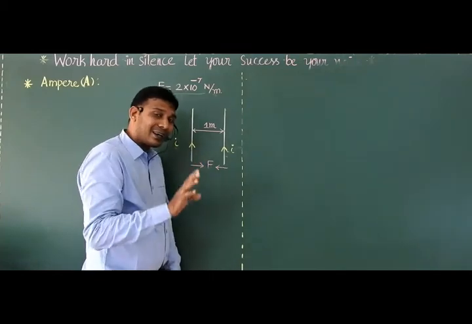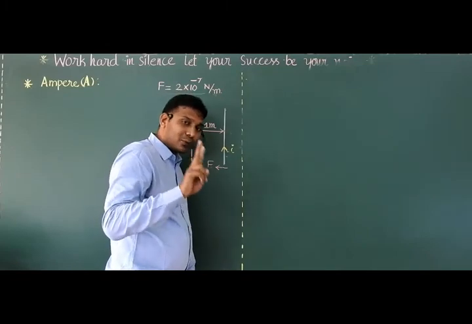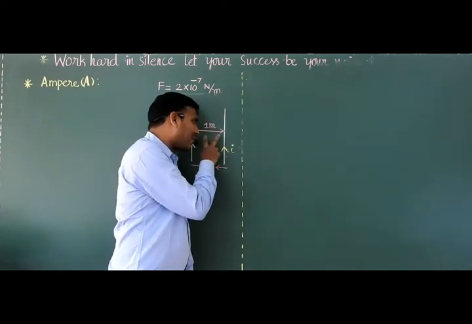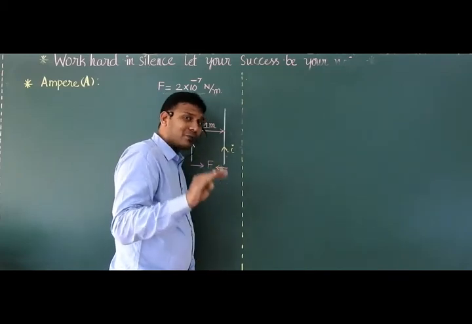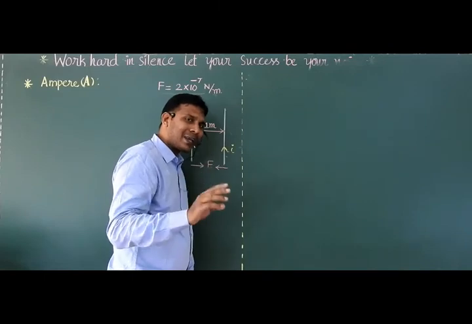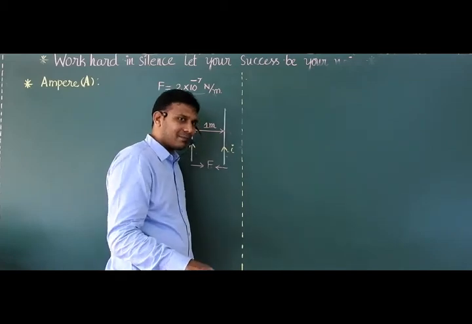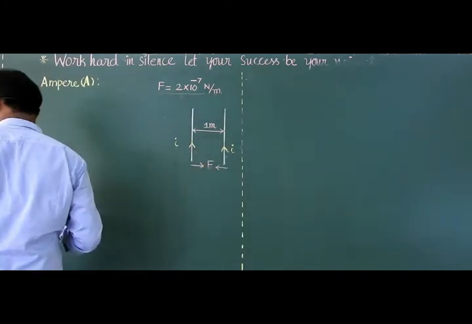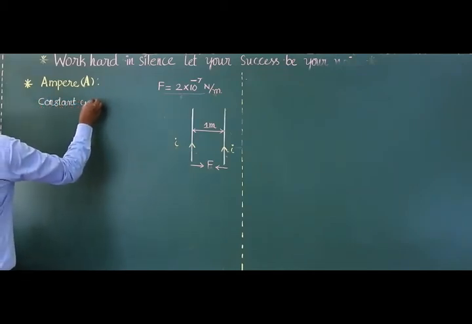It is the constant current flowing through two thin straight parallel conductors separated by 1 meter that produces a force of 2 into 10 raised to minus 7 Newton per meter between them, known as 1 ampere. I hope now it is clear. Now I will write the definition of ampere. It is the constant current.